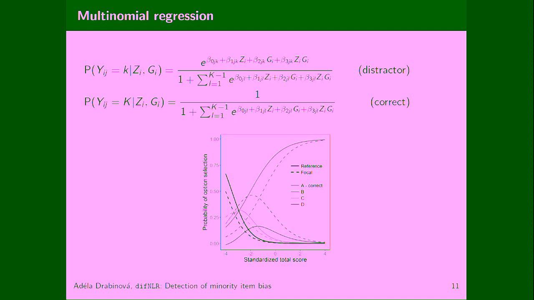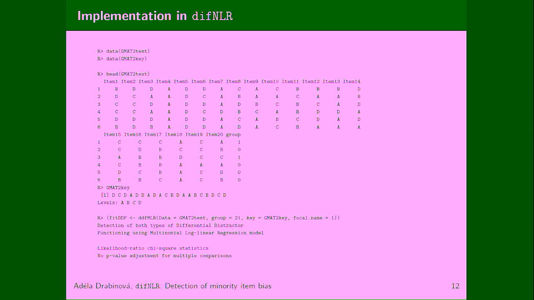We came with a solution for this. Very naturally, it's multinomial regression, and it's implemented in the difNLR package with the ddfNLR function. So when we take the unscored version of our previous dataset, now called the GMAT2 test, you can see the group membership as well, and we need the key of correct answers to be able to fit the model.